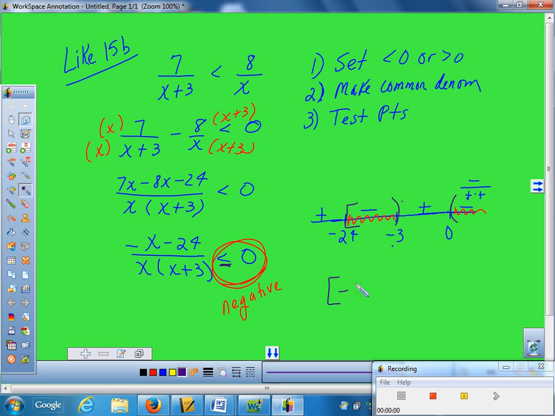So my solution would be the interval from negative 24 to negative 3, including negative 24 but not negative 3, unioned with the interval with a parenthesis 0 to infinity. One of those is fairly tricky, and I guarantee you there will be one on the final.